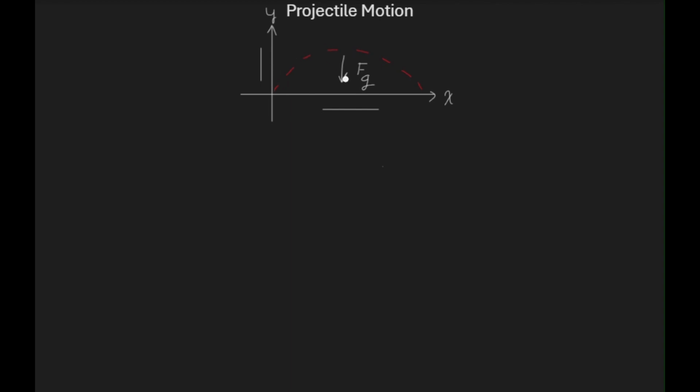Horizontally, the object moves at a constant velocity, so the acceleration in the x is equal to 0. However, in the y, it's a little different. Vertically, the object will be accelerated downwards at negative 9.8 meters per second squared because of gravity.